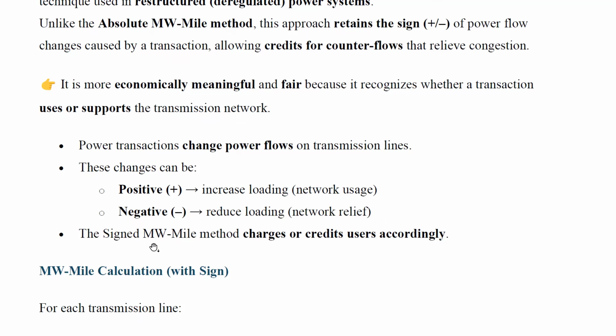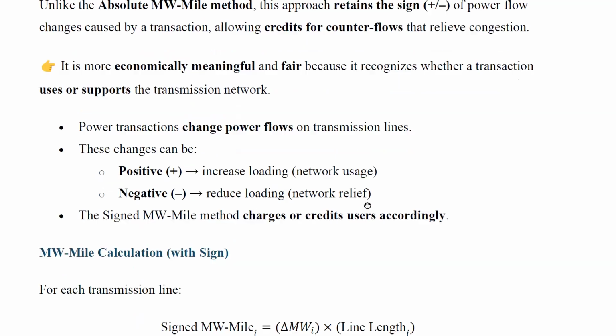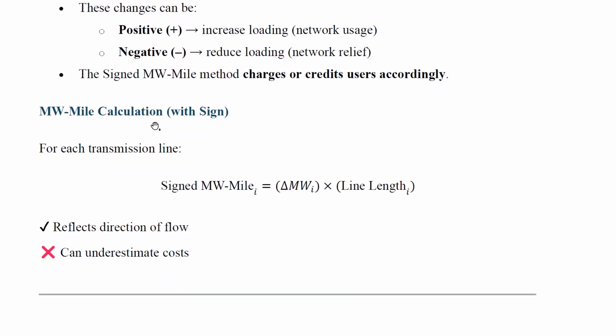Okay, so in the signed megawatt mile method, charges or credits are assigned to users according to the direction of flow. For each transmission line, the signed megawatt mile of the i-th transmission line is equal to delta megawatt of i into the line length of i. This reflects the direction of the flow, but it can underestimate the cost. That is also one limitation.